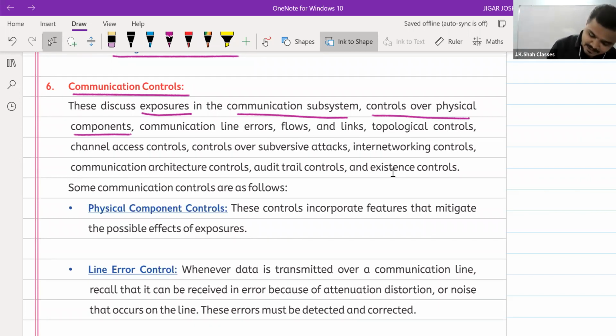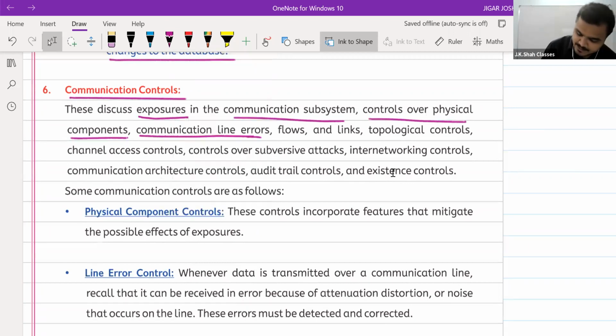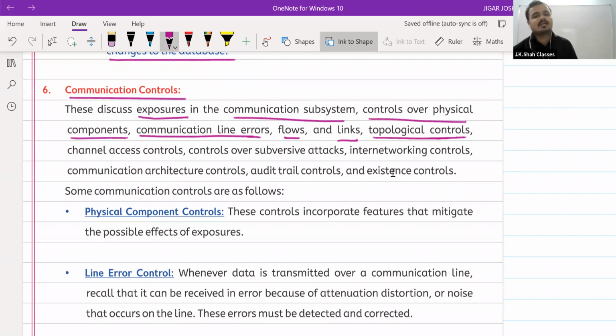Second, communication line errors. I'm going to explain this: flaws and links. Further, people, topological control. What do you mean by topology? Sir, structure basically. Example, where we are staying today may be a bungalow, an apartment in a building, a villa, a row house, or any other way in which you are staying.